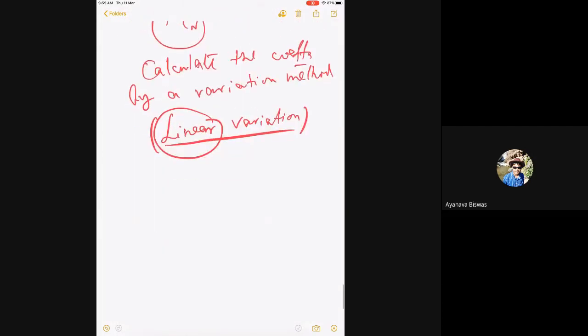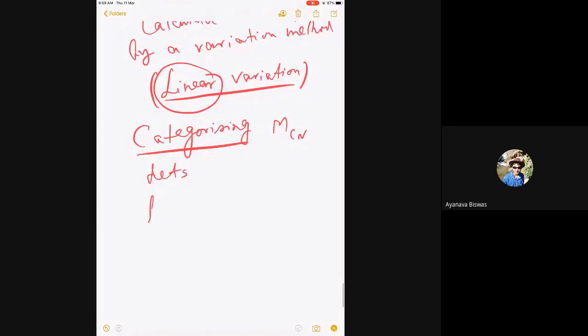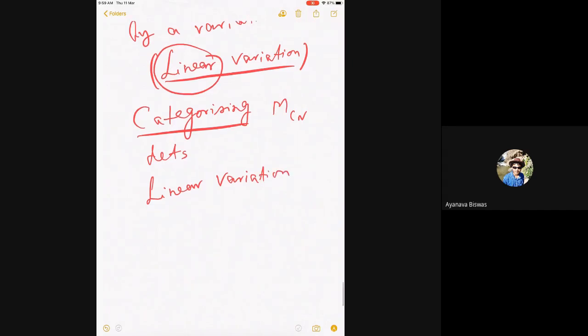I just want to refresh myself that in the next class I'm going to first do categorizing the determinants. So for an n electron problem, how do you categorize the MCN determinant? That's the first thing that I'll do. Okay, so you'll see what I mean by category, and then to apply linear variation. And that will essentially give you CI equations.